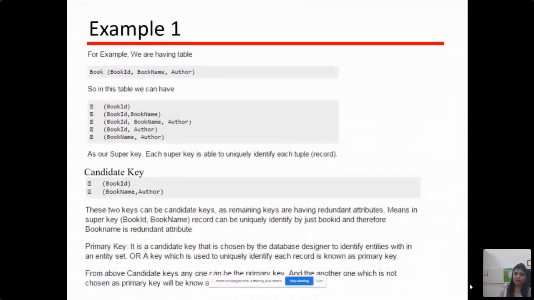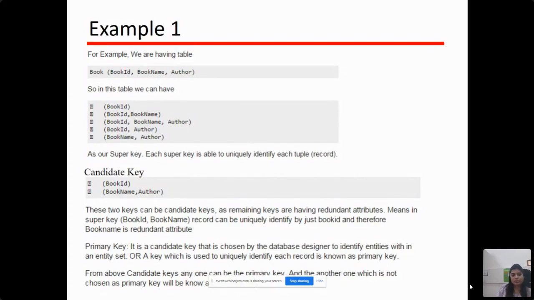First of all, for example, we have a table Book, which is the table or an entity, and we have the attributes book ID, book name, and author. So in this table, what super keys can we have? With the help of book ID, can you identify any entry in the table? Yes. So book ID becomes a super key, one super key.